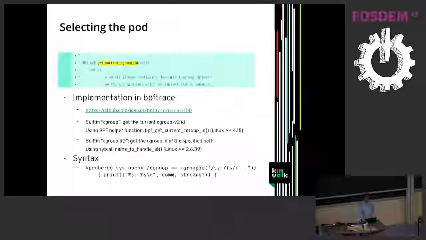Looking at the documentation, it returns a 64-bit integer giving the cgroup ID. So based on that, I did an implementation in bpftrace, in the language specific to bpftrace, to have a built-in cgroup that returns the current cgroup ID based on this BPF helper function. And then another built-in, cgroupid, that does the translation: you give a path of a cgroup, and it returns the ID.